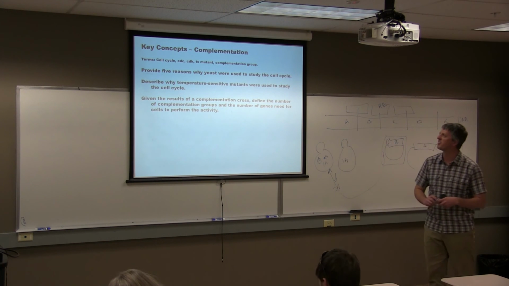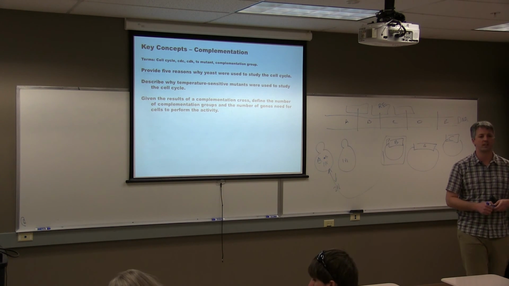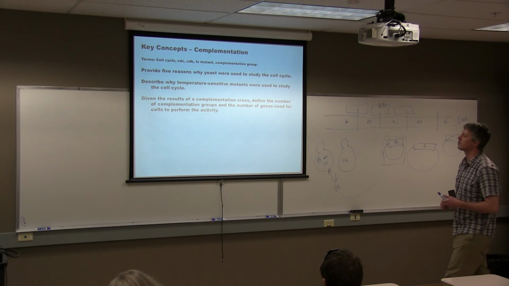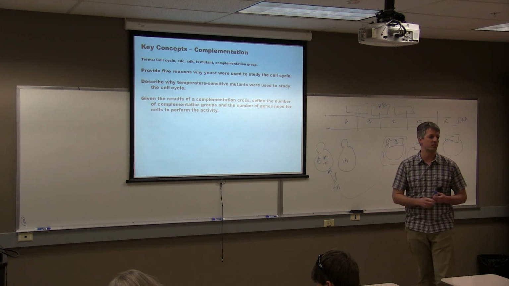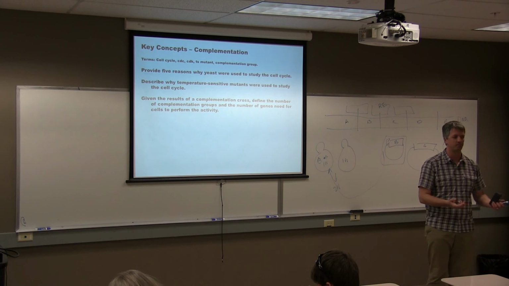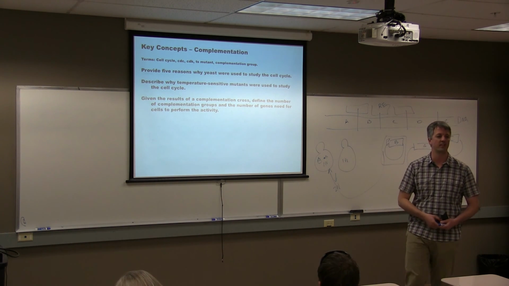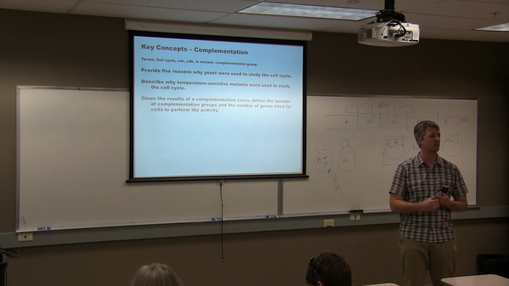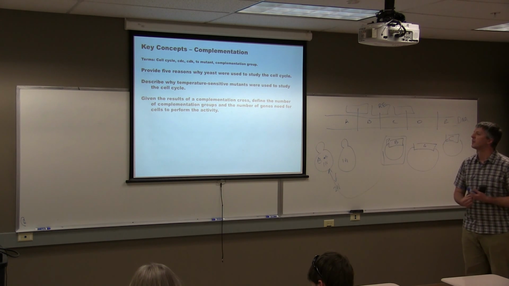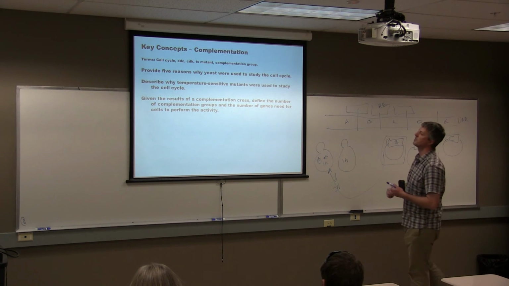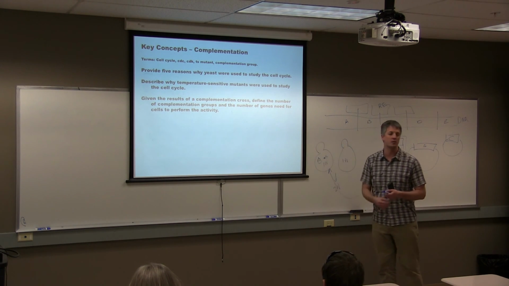Provide 5 reasons why yeast were used in this study. I think we covered that earlier. You guys pretty confident in that? Make sure you understand that. Describe why temperature-sensitive mutants were used to study the cell cycle, right? You can use your knowledge of molecular biology and think of other ways you can do it today. There's multiple other ways. Given the results of a complementation cross, define the number of complementation groups and the number of genes needed for cells to perform the activity.